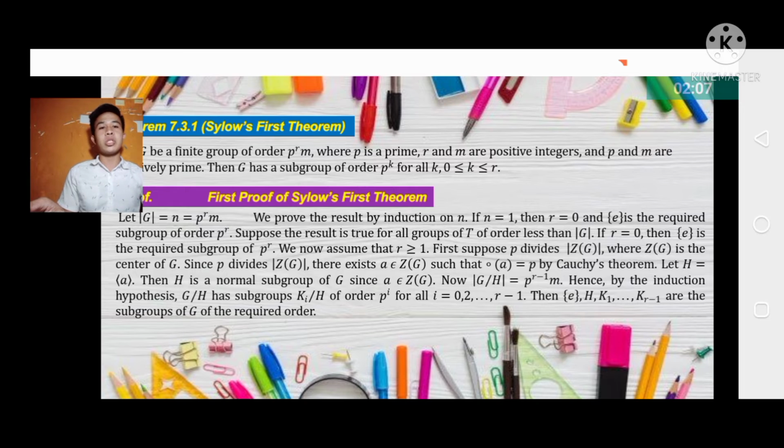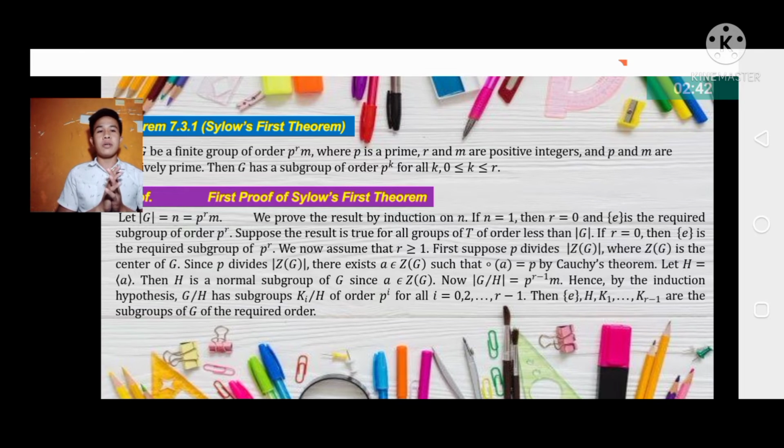Suppose the result is true for all groups of order less than the order of the group G. If r is equal to 0, then the identity element is the required subgroup of order p to the power r. We now assume that r is greater than or equal to 1. First, suppose p divides the order of the center of the group G, where Z(G) is the center of G. So what is the center of the group G?